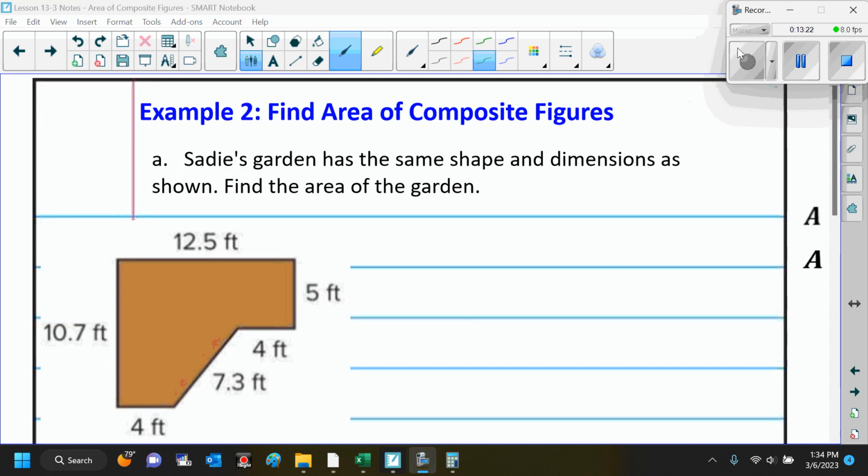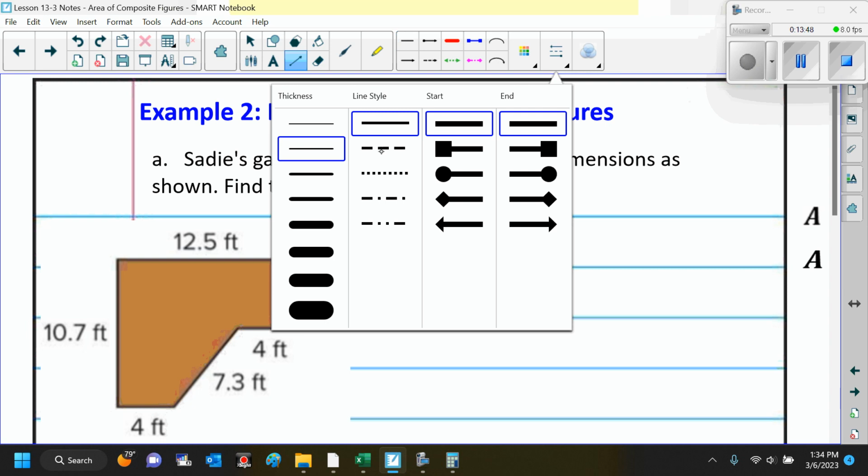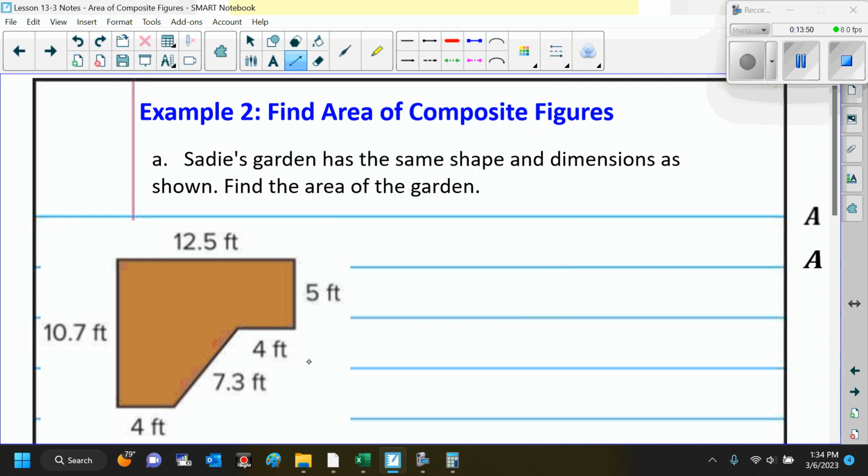All right, example 2 is to find the area of composite figures, but what do you notice here? Not just rectangles anymore, okay? So it says Sadie's garden has the same shape and dimensions as shown. We want to find the area of the garden. Okay, so first thing you want to do is figure out where we're going to split it up. So I would split it up right here.